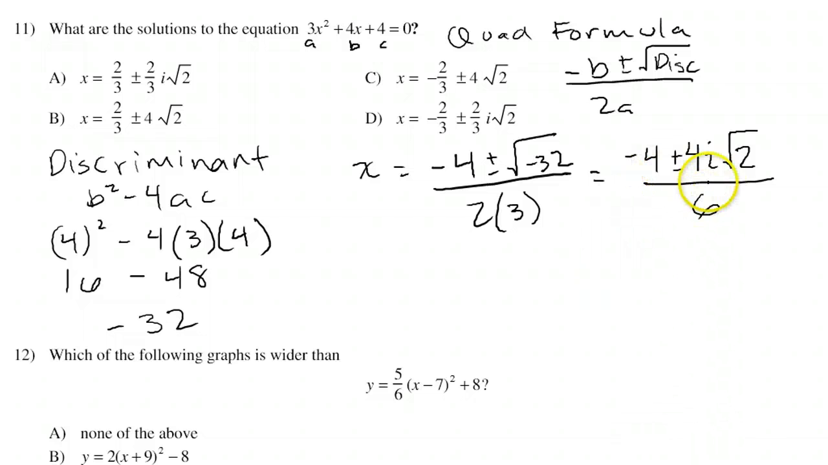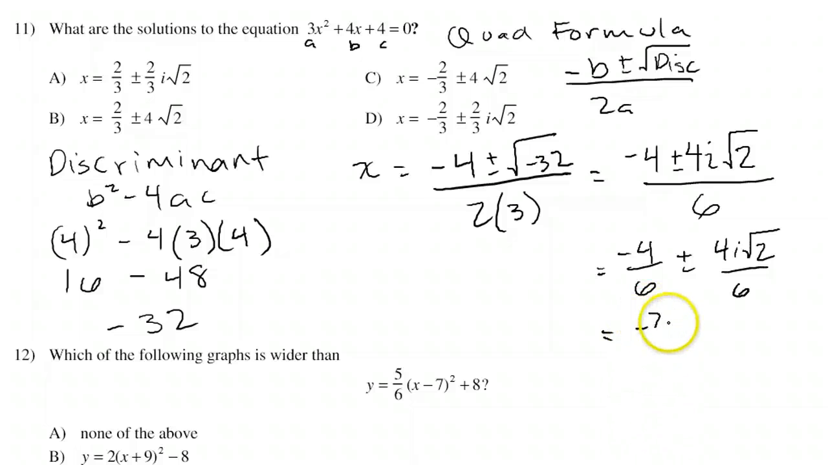Then, just make sure you distribute this to both terms, and then reduce the fractions. So this is negative 4 over 6. It distributes to both, and here we have 4i root 2 over 6. And then we can only reduce the stuff on the outside. We can't reduce anything inside the square roots. That's trapped inside. So when I reduce this by dividing them both by 2, we get negative 2 over 3. And here we get 2i root 2 over 3, which is, well, first it's imaginary and has this in front. So the answer is D.